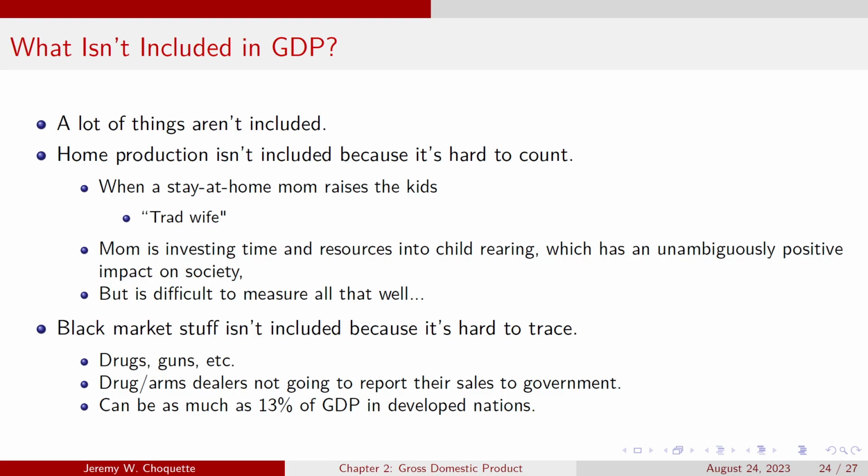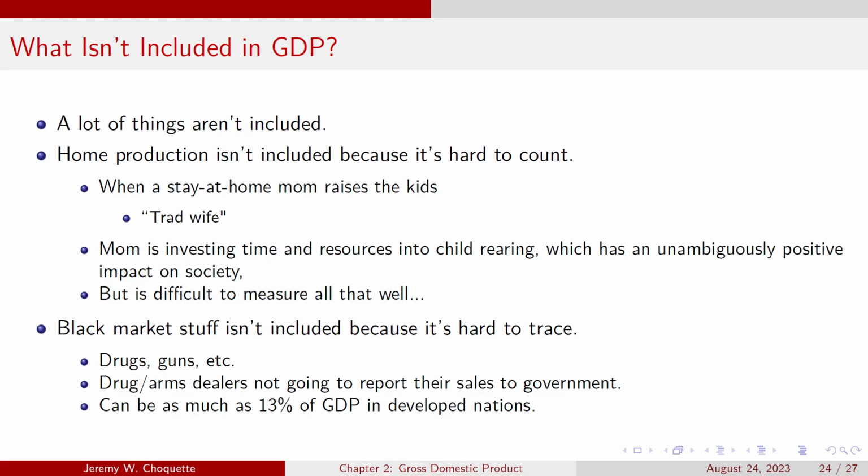Well, the first one's home production. It's kind of hard to measure. What is home production? Well, that's like a stay-at-home mom, or, as they're talking now, the quote-unquote trad wives. If you want to stay at home and raise the kids, there is a significant economic benefit to doing so. Because this means the mom or whichever parent is staying home is investing time and resources into child rearing, which is an unambiguously positive impact on society.